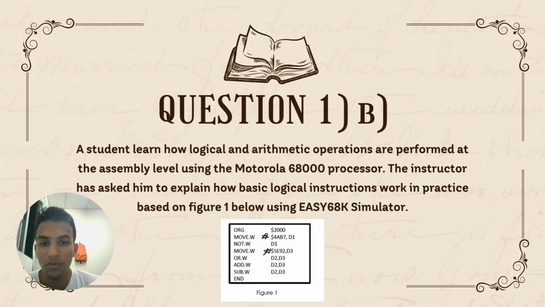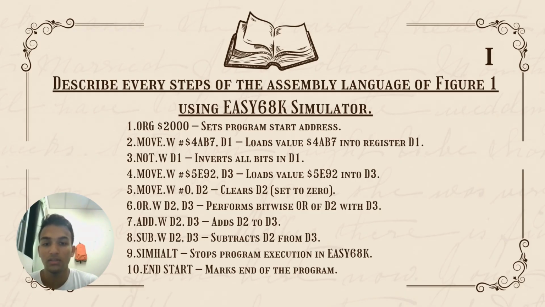Now I will talk about question 1B. The statement is: a student learned how logical and arithmetic operations are performed at the assembly level using the Motorola 68000 processor. The instructor asked him to explain how basic logical instructions work in practice based on figure 1 below using the EASy68K simulator. So let's go to the question. This is question 1B Roman 1. The question is: describe every step of the assembly language of figure 1 using the EASy68K simulator.